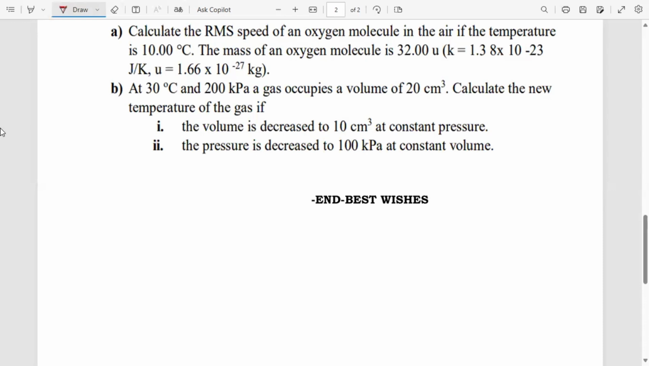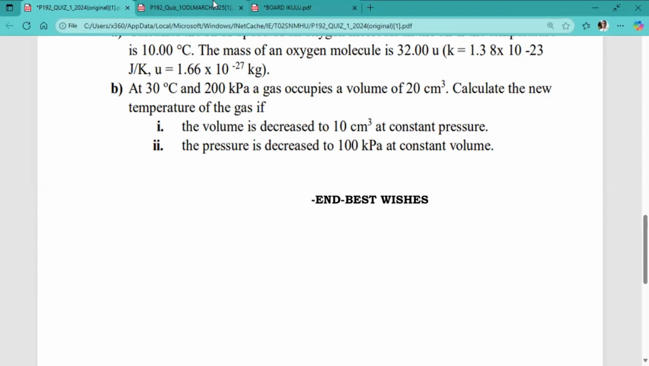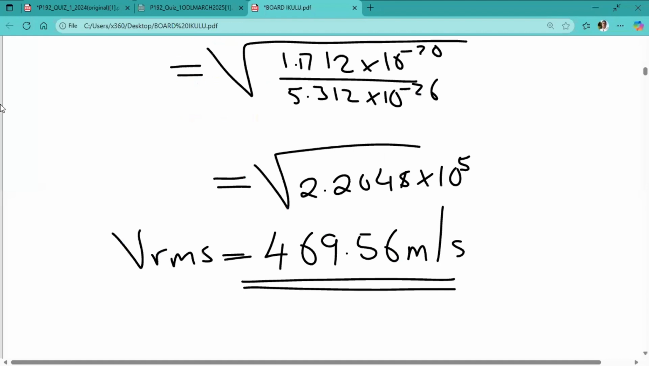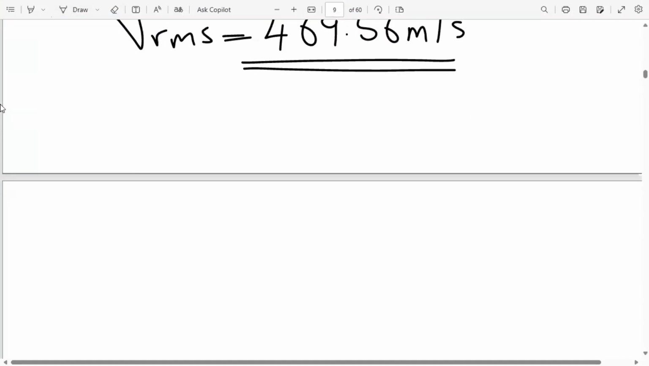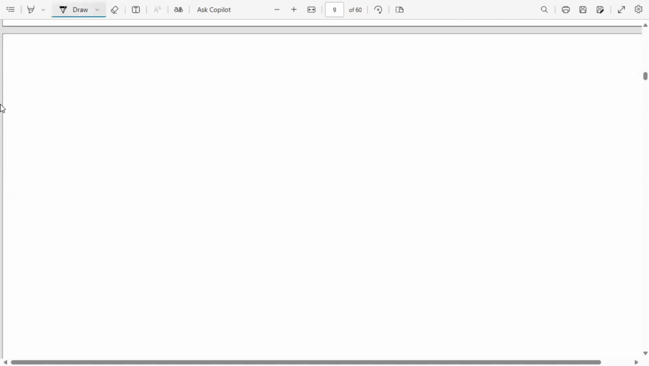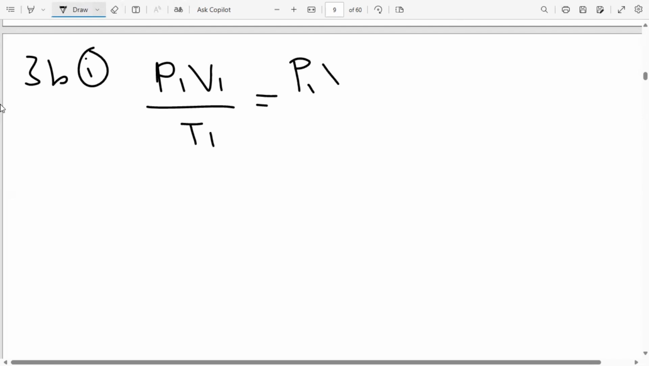The only thing you're supposed to memorize, you as a student, is the two forms of the ideal gas equation and the combined gas equation. The combined gas equation is the one I also explained yesterday when I was teaching the kinetic theory of matter. This is question 3b, part 1. The combined gas equation states that pressure 1, volume 1 over temperature 1 is equal to pressure 2, volume 2 over temperature 2.